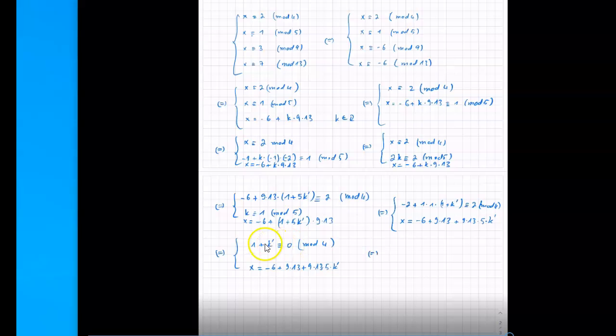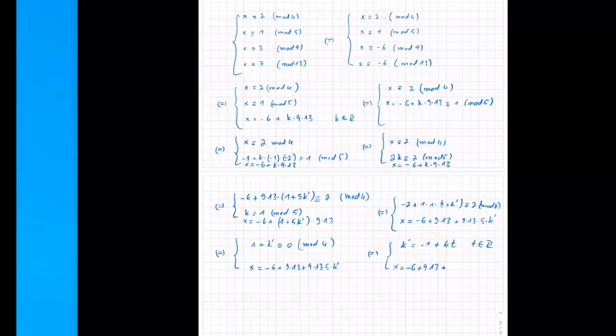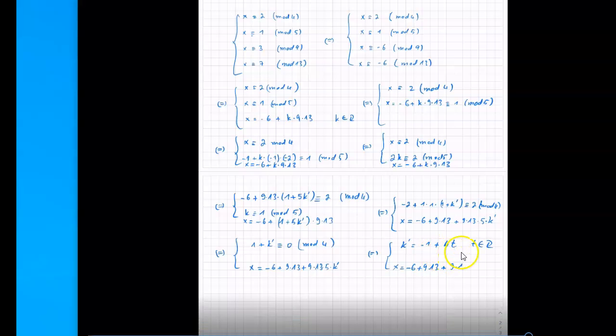So what is k prime? k prime gives me the form of x I have. So k prime will be minus 1 mod 4. That means k prime can be written as minus 1 plus 4 times t, with t a number, and from now we get the answer.